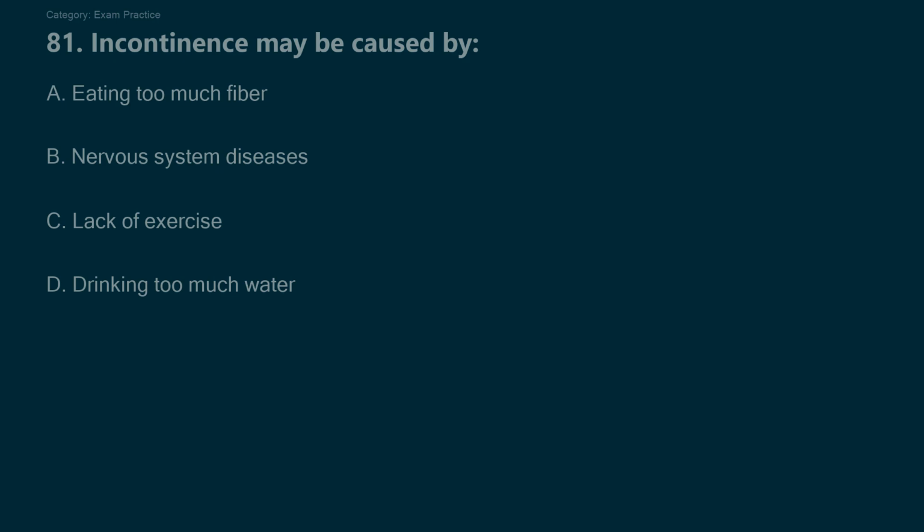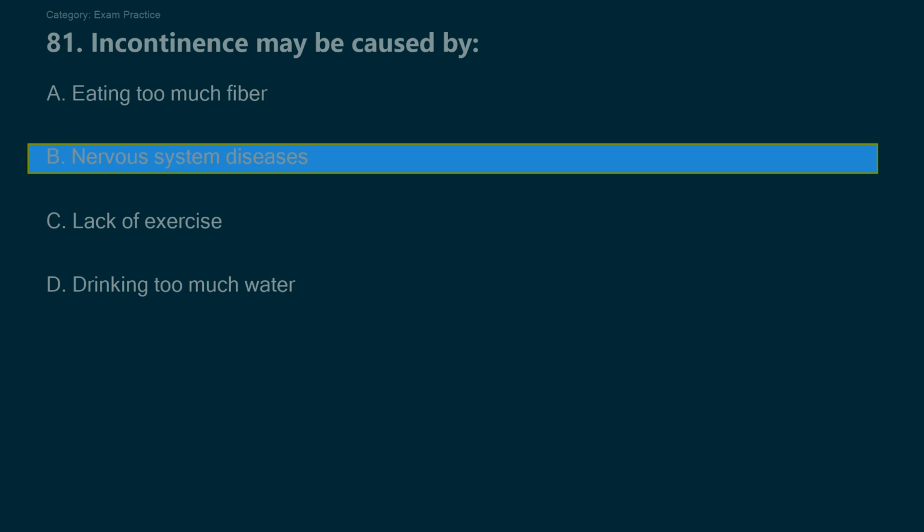Question 81. Incontinence may be caused by option A, eating too much fiber. Option B, nervous system diseases. Option C, lack of exercise. Option D, drinking too much water. The correct answer is option B, nervous system diseases.